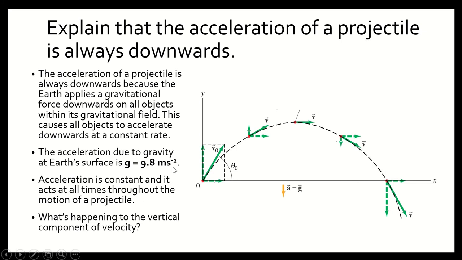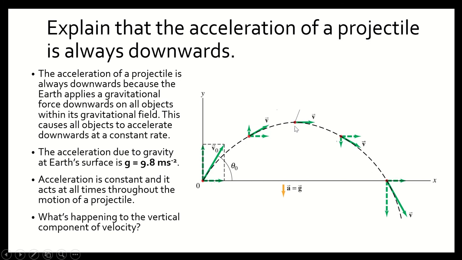Now, as I've mentioned, acceleration due to gravity is 9.8 meters per second squared, and usually it's going to be a negative to signify that it's downwards, because acceleration is a vector quantity. It's constant, acts throughout the motion of a projectile at all times, so this acceleration vector is the same everywhere. It's always going to be the exact same at all points throughout the object's motion.